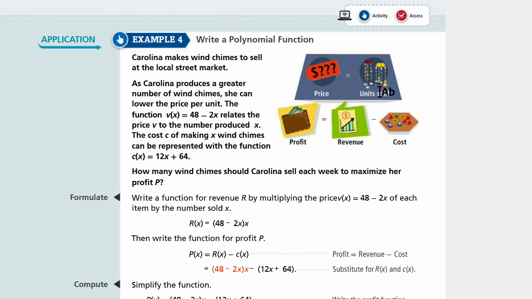So Carolina makes these wind chimes, and then she's deciding which price she should sell at. So v of x relates the price to the number produced, and the cost equation would be c of x. So the revenue, like how much you sell, minus the cost, would be your profit. It would be the money that you take for yourself. So how many wind chimes should she sell each week to maximize her profit P?